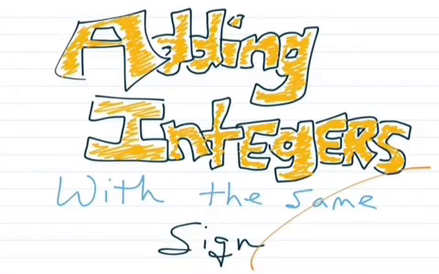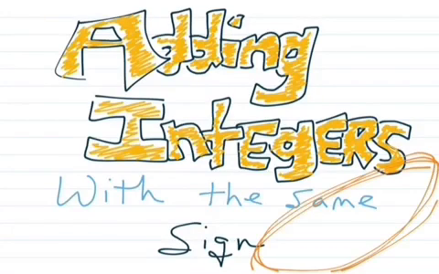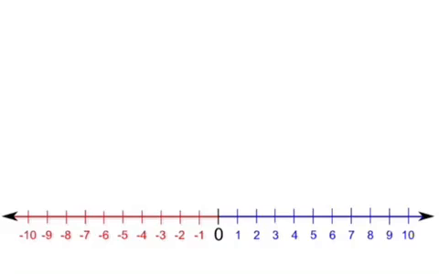Adding integers with different signs. When we add these, we're going to add two of them, and one's going to be positive, one's going to be negative. So let's try an example right over here. We're going to do 4 plus negative 3.